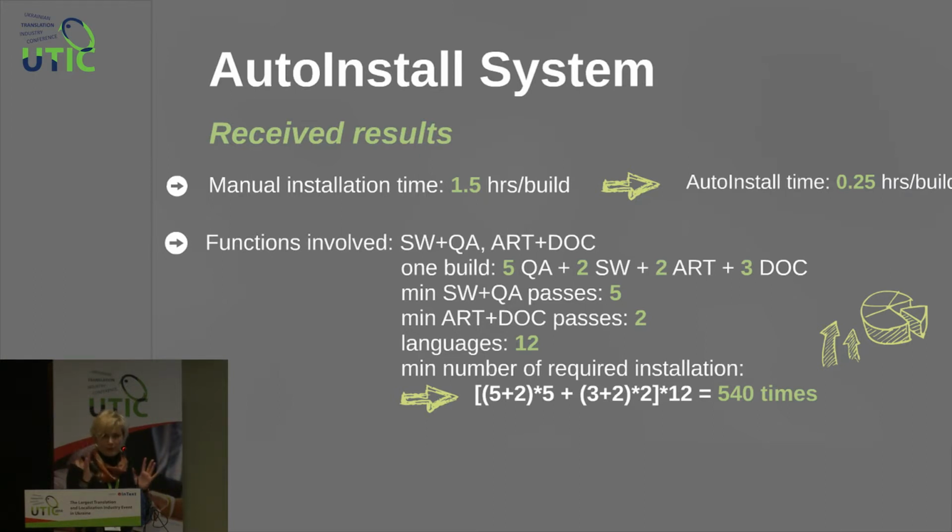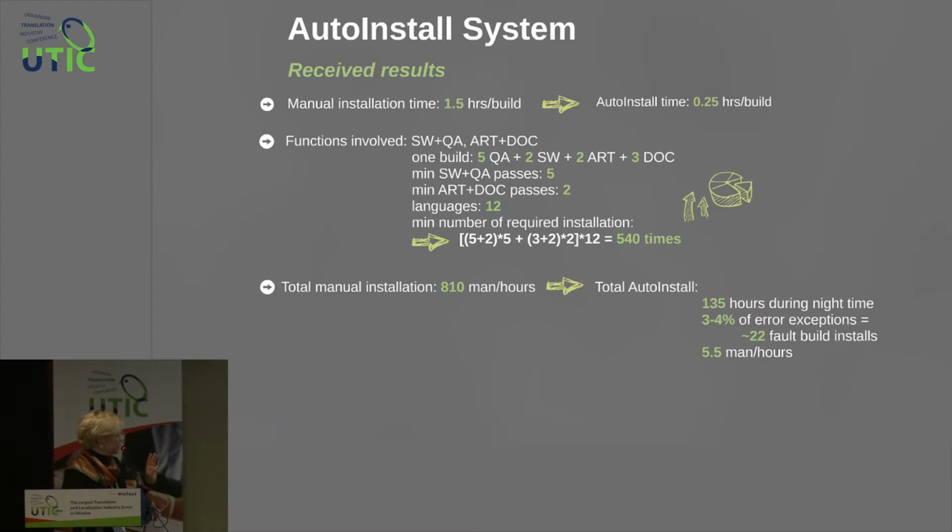If you have a team, it can consist of five QA engineers for one language, then we have 2 engineers dealing with the defects, bug fixing engineers. Then we have 2 art engineers and 3 people who are working with documentation. It means that having a minimum of checking the quality of the product is 5, and if we have 2 checks of the services which are connected towards documentation, and still we have 12 languages, that means that in a result we need to install this system for different languages 540 times. That is one of the projects which was calculated.